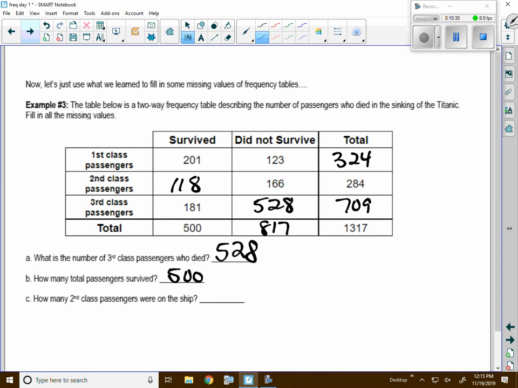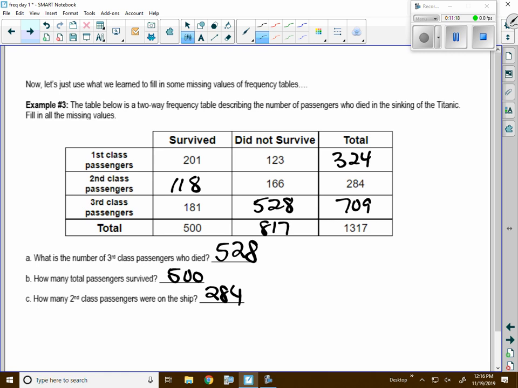So I want you to look at those last two questions. The first one was third class passengers who passed away. That's 2 stipulations, so it's on the inside joint frequency area. This one, how many total passengers survived? 1 stipulation, so it's on the outside totals. All right, Percy, how many second-class passengers were on the ship? 284, right? That's another one of those marginal frequencies on the very outside, because there's only one thing they're asking about.